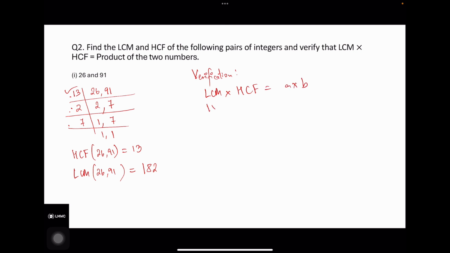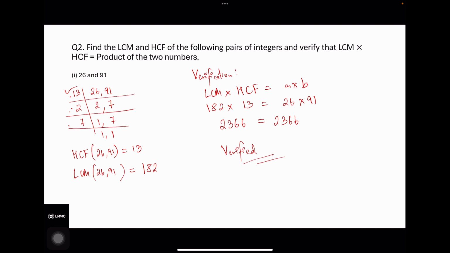So LCM is 182, HCF is 13, and the two numbers are 26 and 91. After taking the multiplication of 182 times 13, we will reach the answer 2,366. Similarly, 26 times 91, you will get this answer. Since both the LHS and RHS are equal, you will just mention it as verified, like this.